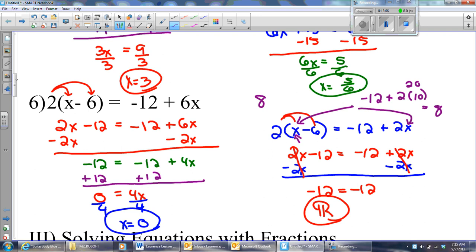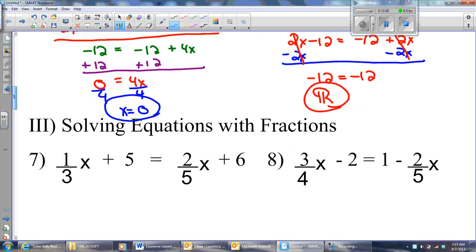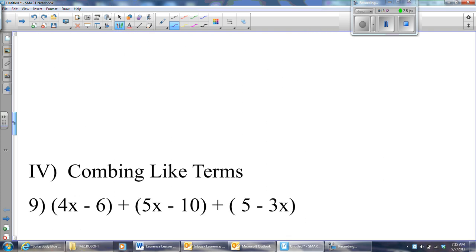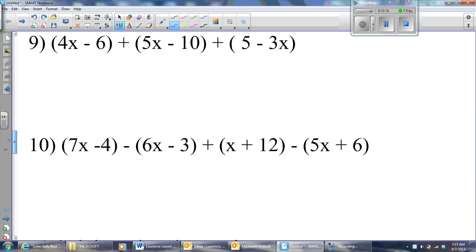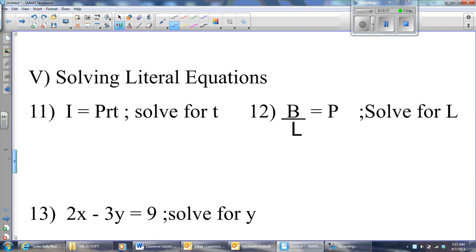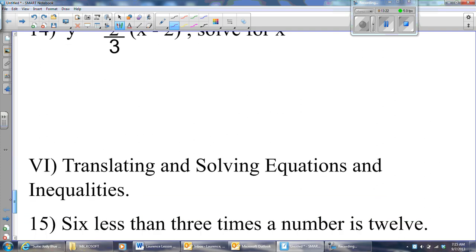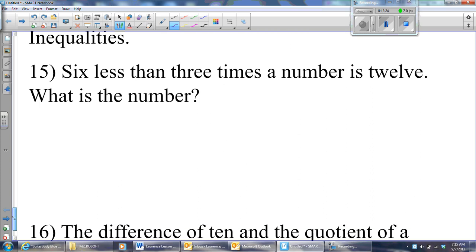Any number like that. Okay, I'll give you a sneak peek of what the next video is going to have. Solving equations with fractions. Combining like terms. Solving literal equations. And translating and solving equations and inequalities.